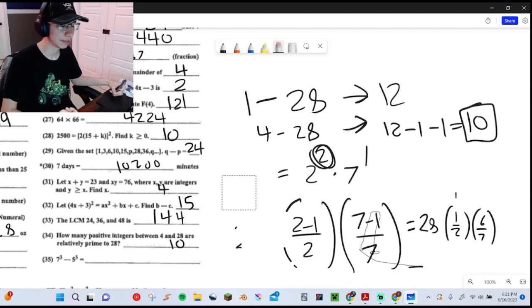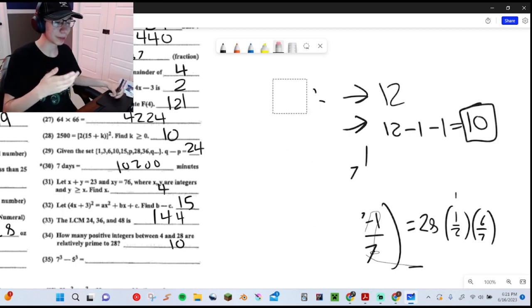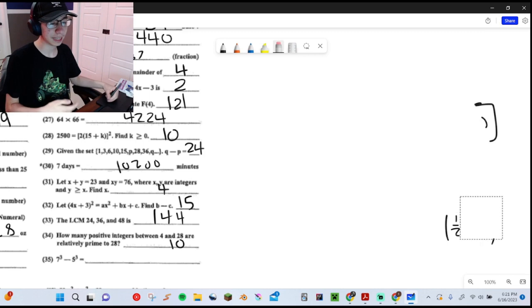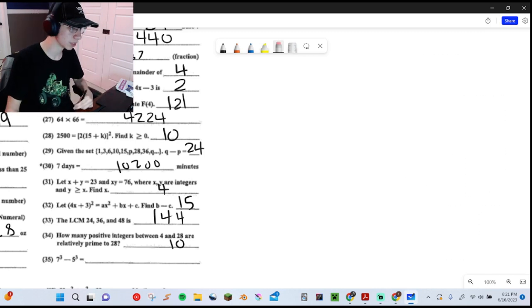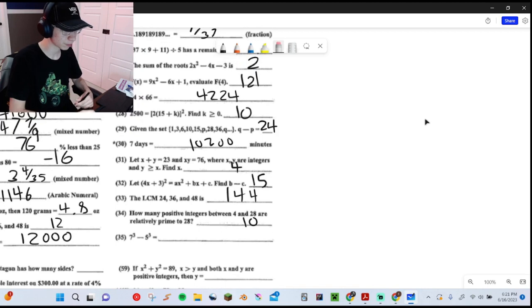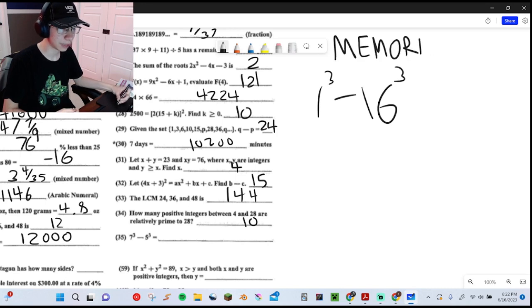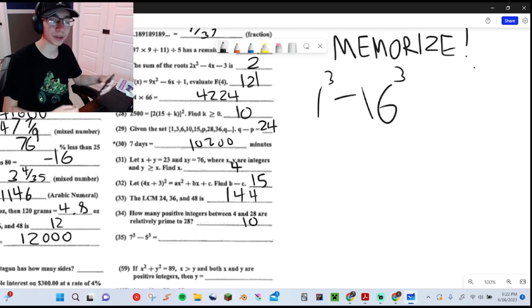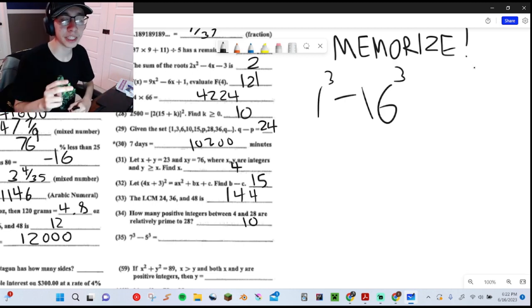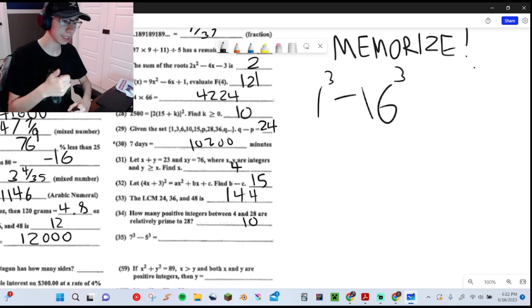So now you know what it means for a number to be relatively prime, and how to find how many numbers between any two numbers are relatively prime to that number. And the last trick is also memorization. This one's just memorization. You gotta know your cubes, 1 to, I would say, 16 is good. So memorize: squares 1 to 30, cubes 1 to 16. Got it?